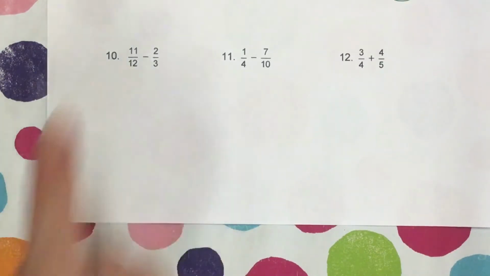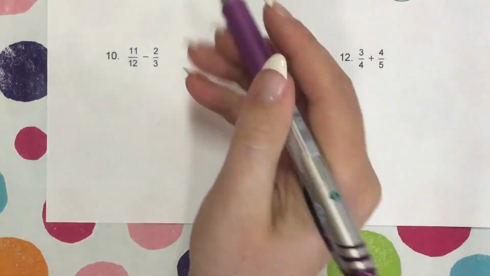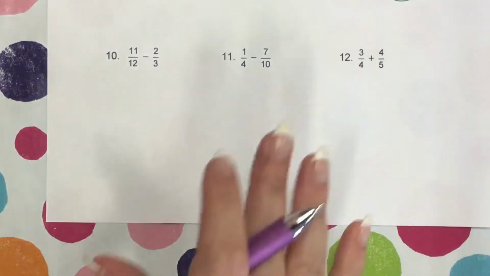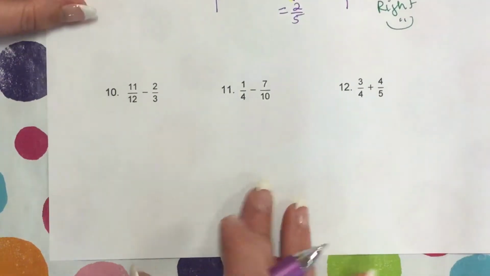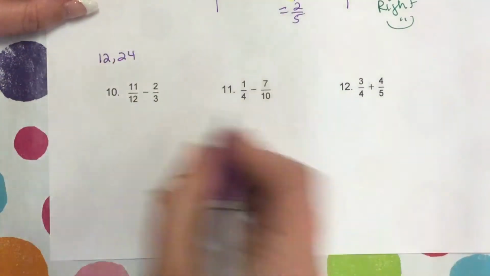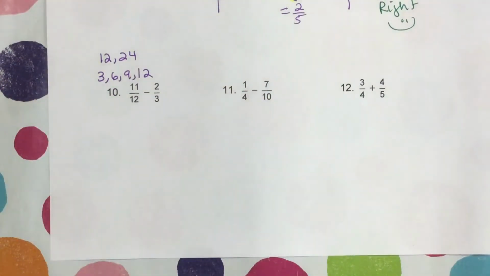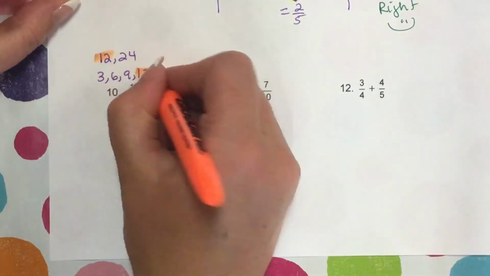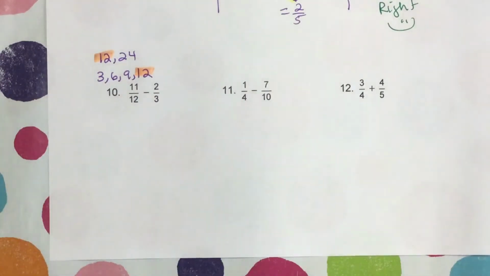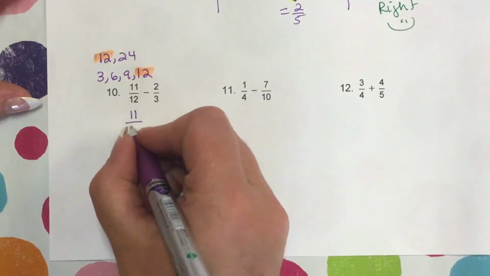Okay, we are back. Let's go ahead and do number 10. We have 11/12 minus 2/3. So we need to go ahead and figure out what that least common multiple is. I'm going to count by 12s, 12, 24, and then I'm going to count by 3s, 3, 6, 9, 12. Hey, there we have it. The 12s are in common. That's going to be our least common multiple, which is wonderful because this is already a 12 on the denominator, which means I don't have to do a thing, and I love it when that happens.